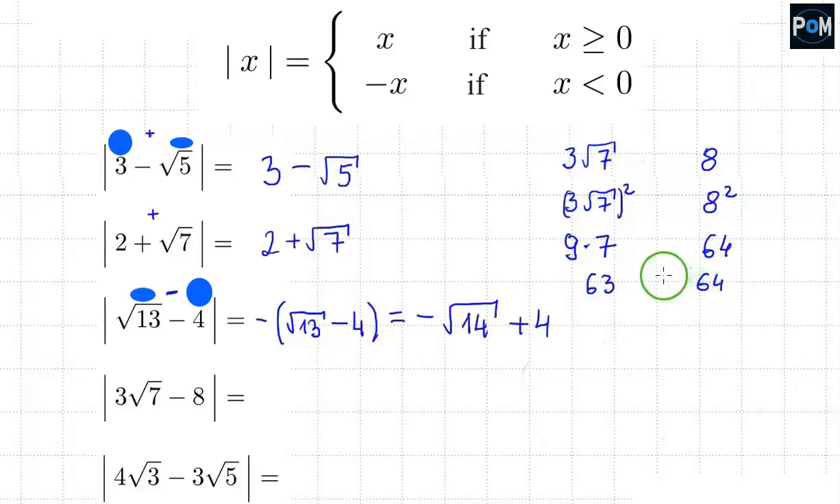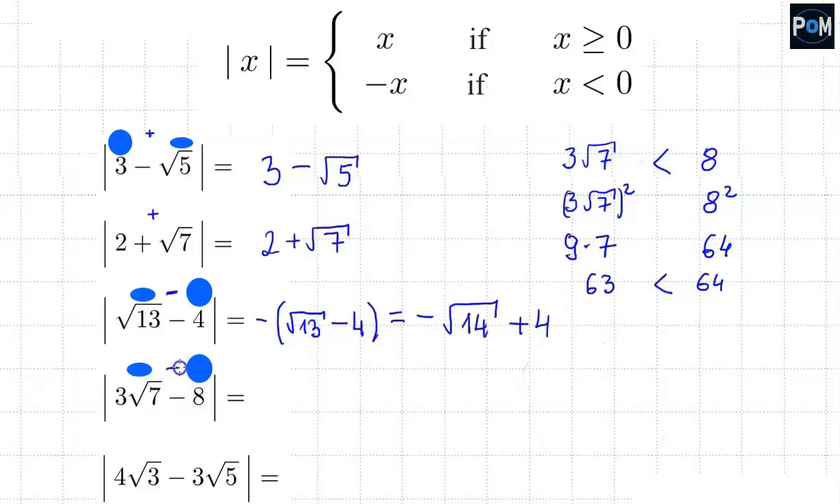And now we can see that here it is more. 64 is greater than 63. This means that the number 8 is greater than 3 square roots of 7. 3 times the square root of 7 is, according to our calculations, a smaller number, and 8 is a larger number. We subtract the larger number from the smaller number. In that case, we will go below 0 here. We will have a negative result.